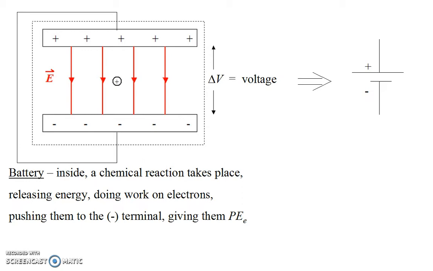But what if we change it to a proton, right? Let's say we have a proton in this electric field. Which way does it want to go? Well, of course it wants to go this way, but we want to say that the reaction is doing work on it. Which way is the reaction pushing on it, giving it potential energy? Oh, this way, right? So we're going to change our idea.